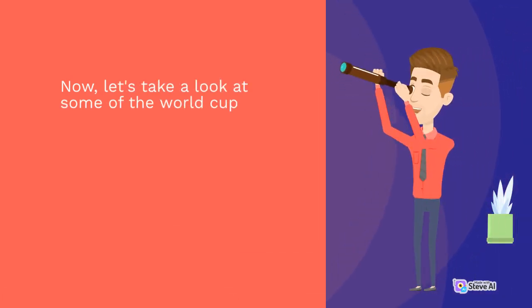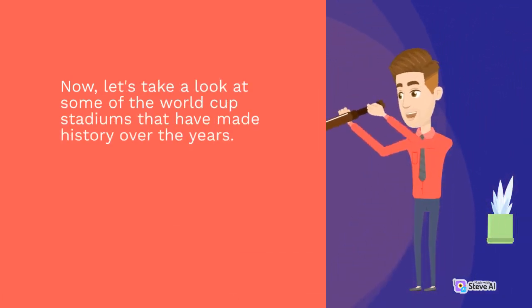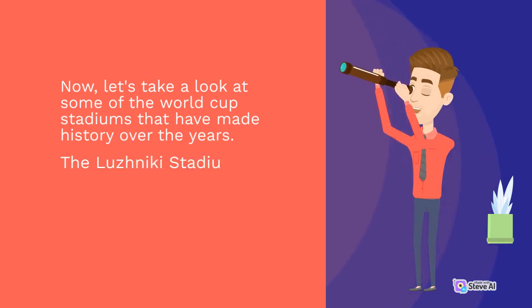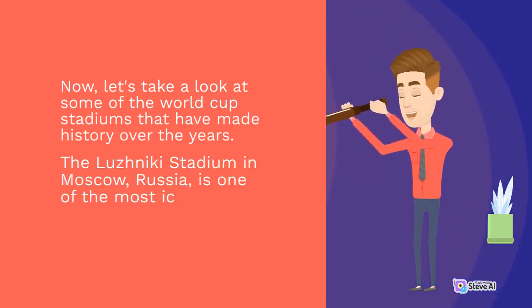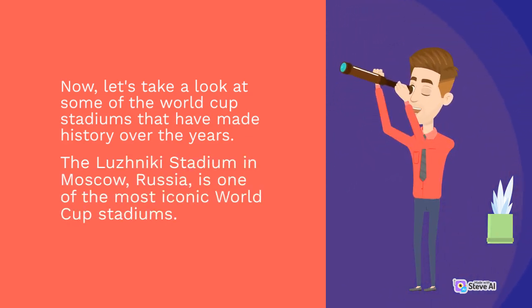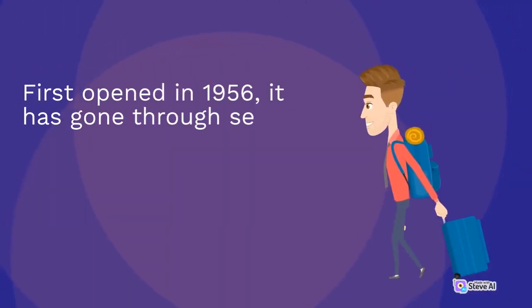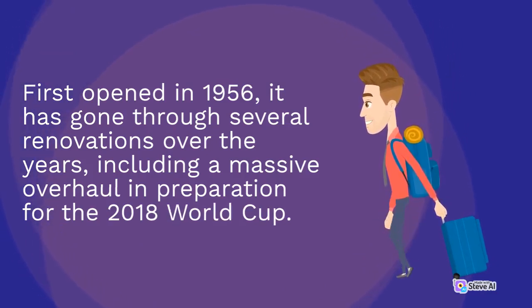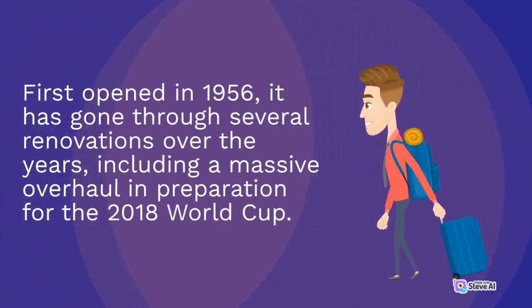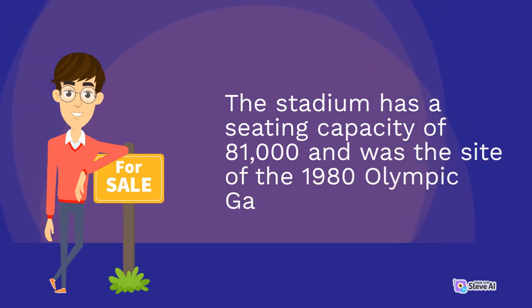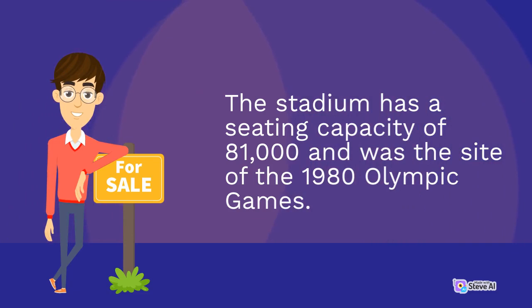Now, let's take a look at some of the World Cup stadiums that have made history over the years. The Luzhniki Stadium in Moscow, Russia, is one of the most iconic World Cup stadiums. First opened in 1956, it has gone through several renovations over the years, including a massive overhaul in preparation for the 2018 World Cup. The stadium has a seating capacity of 81,000 and was the site of the 1980 Olympic Games.